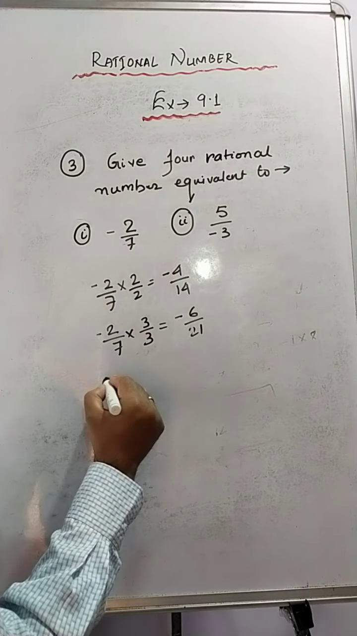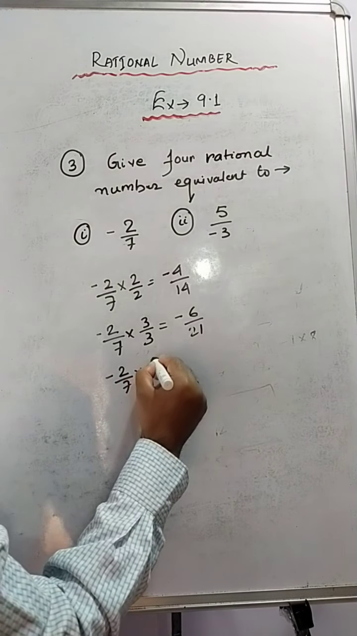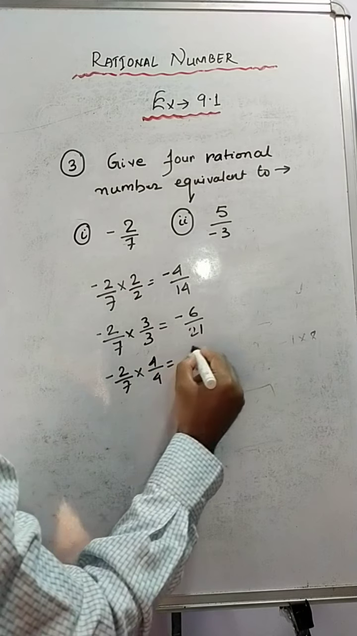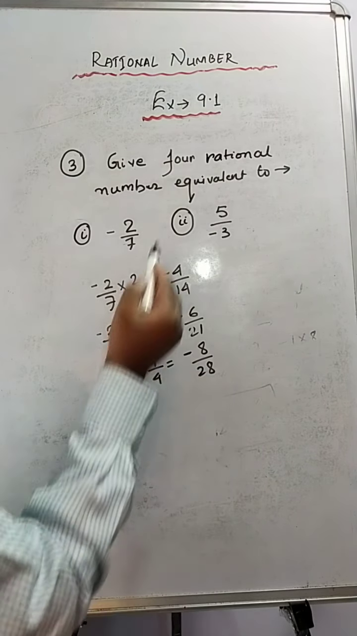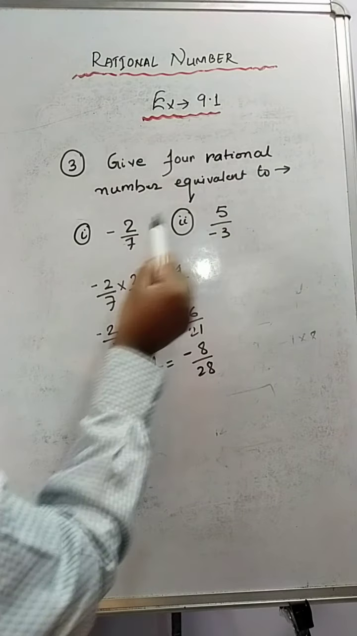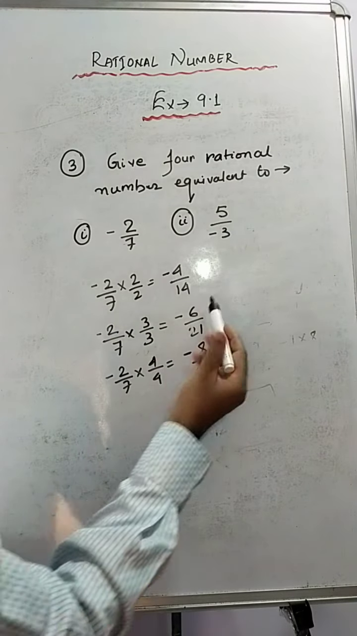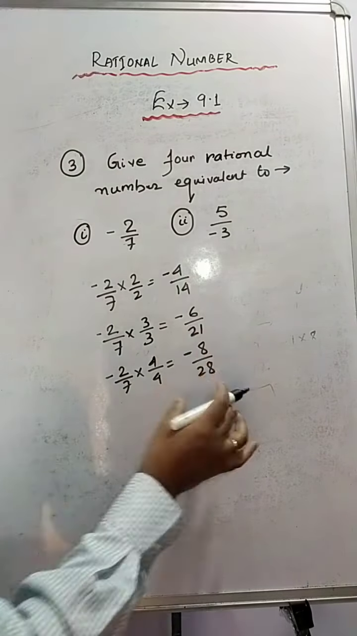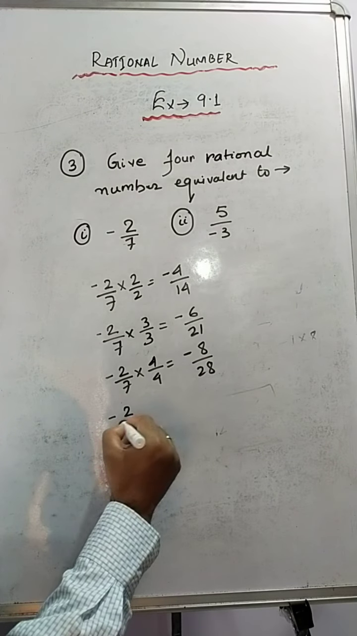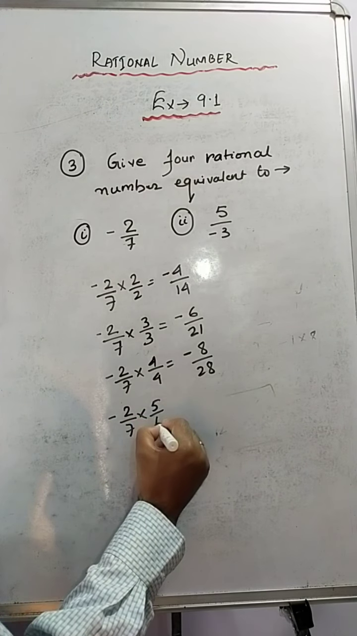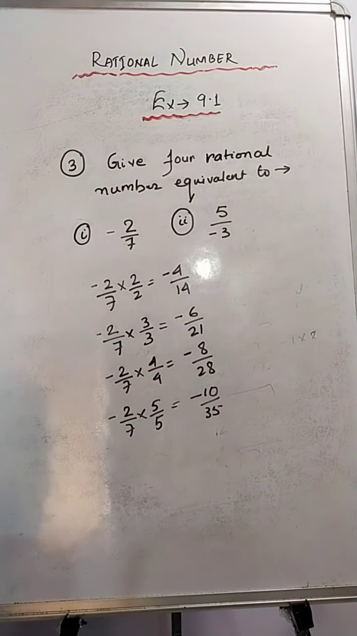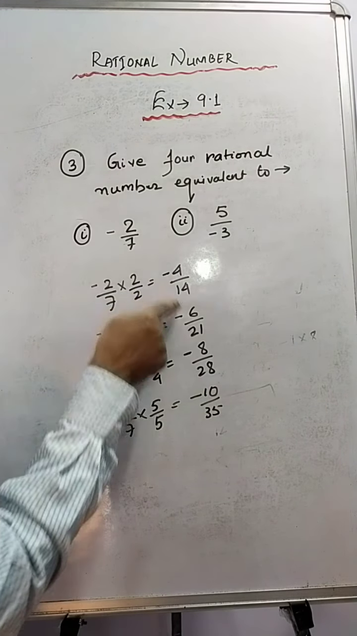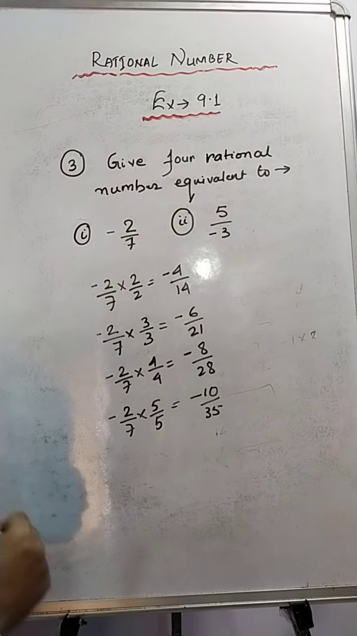Fine. So the next rational number would be multiplying by 4. That means minus 8 upon 28. Because we have to find 4 rational numbers equivalent to this one, and so far we have only found 3. Now let's go for the last one. That is, we have to multiply by 5. That will be minus 10 upon 35. So these are the equivalent fractions of minus 2 by 7.